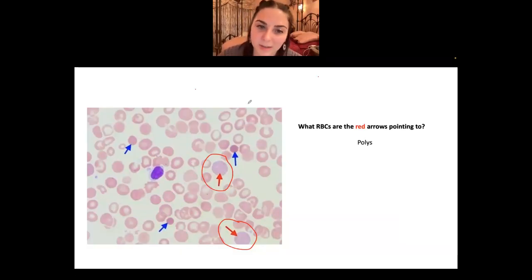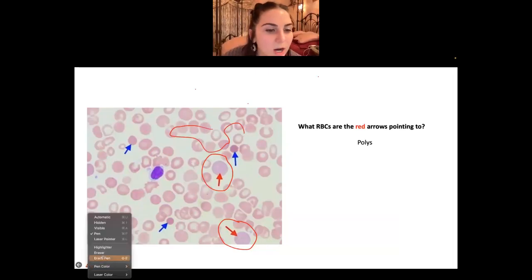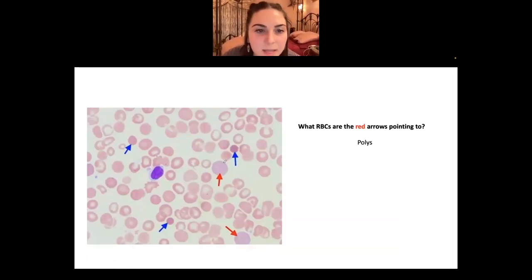So these are going to be your polys. Your polychromatophilic cells are going to be big. They don't have to be full on blue, but they're going to be more blue than the rest of the red cells in the smear. And then some of you said howell-jollies. So I'm glad that I asked this.